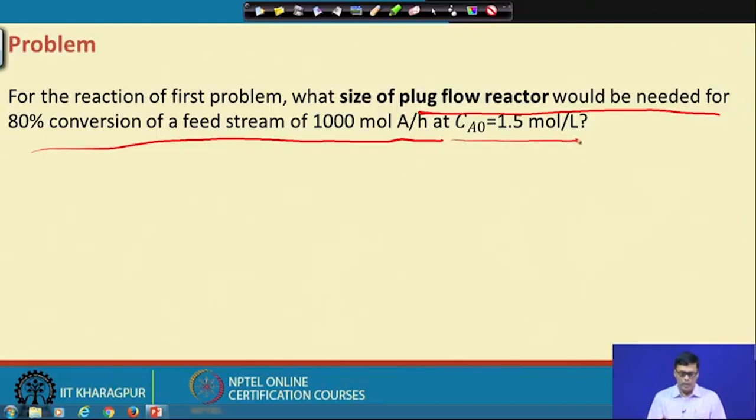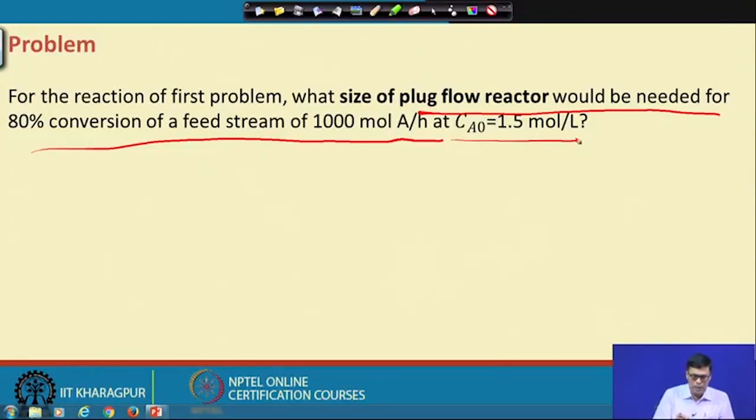Now here I want to point out that in my last presentation I forgot to discuss a similar type of problem on plug flow reactor. I hope it is a similar type of problem. So if you understand that, this also you can understand and solve very easily.